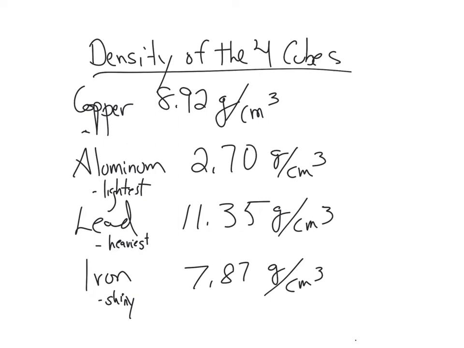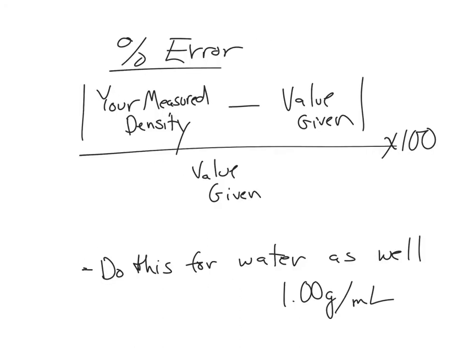Okay, so this is the density of the 4 different cubes that were given yesterday in class. Copper was obviously copper color, aluminum was the lightest, lead was the heaviest, and iron was the shiny cube. If you're not 100% sure, come up and check, ask your partners, and figure out what you had. Now on your sheets from yesterday, take the value that you measured in class. If you did not get that done, go ahead and do that right now.